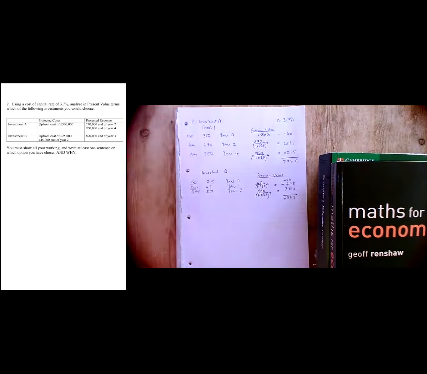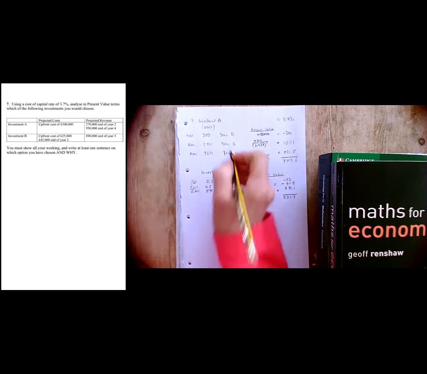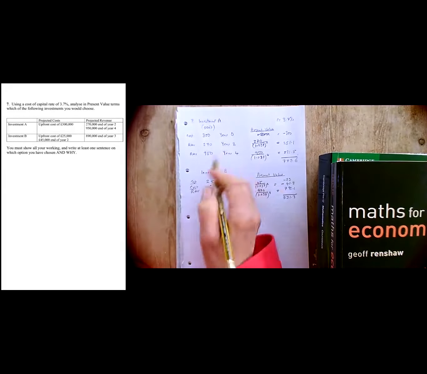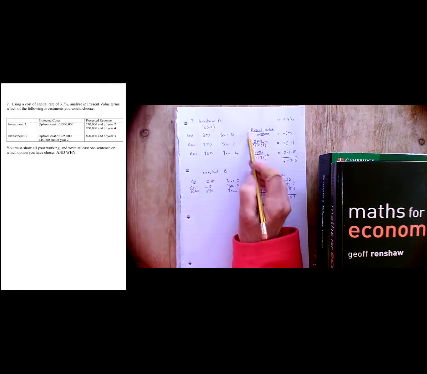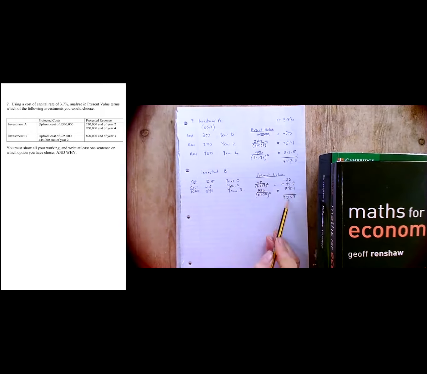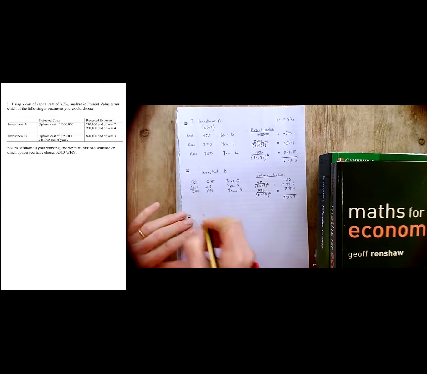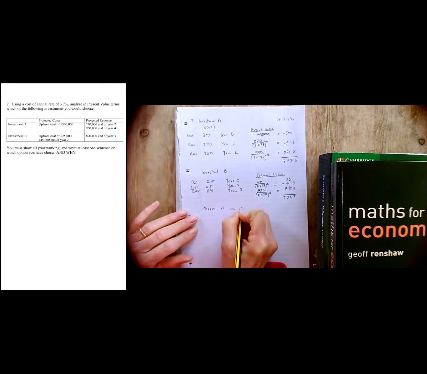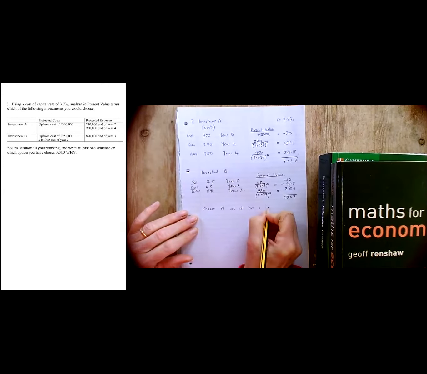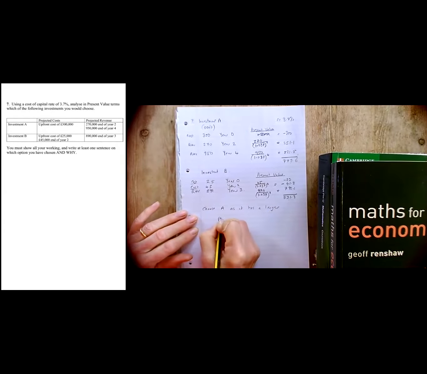I'm running out of space to write there. So now we can compare like for like, because these values were all over the place. We brought them all into the present value, and now we can make a direct comparison. So which investment are we going to choose? We're going to choose A, as it has a larger present value. It is worth more to us.